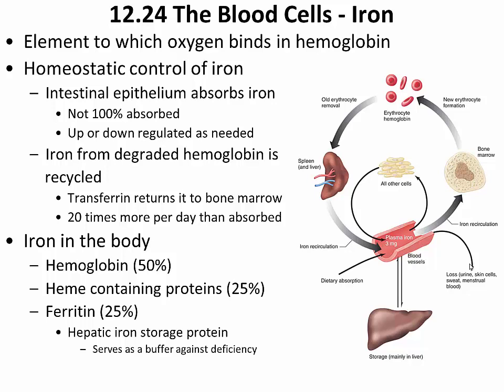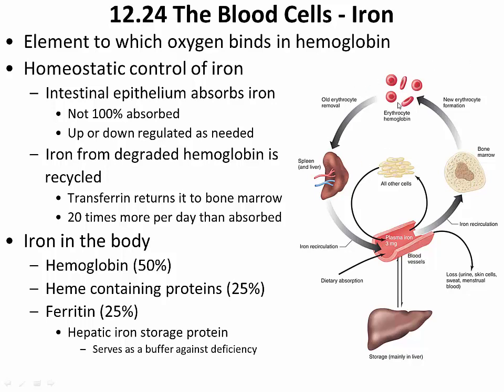If we look at the overall distribution of iron in the body, we see that it's about half in hemoglobin, half in heme-containing proteins throughout the cells, and half in ferritin. Ferritin is a hepatic iron storage protein that provides some buffer against iron deficiencies in the body. And so we see all these exchanges depicted nicely in our little diagram here.